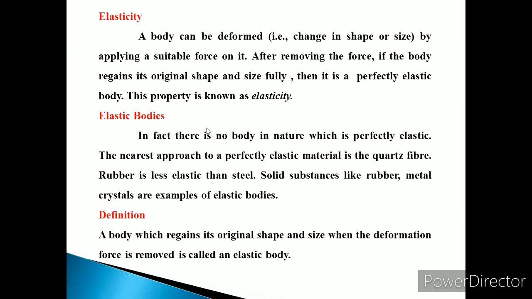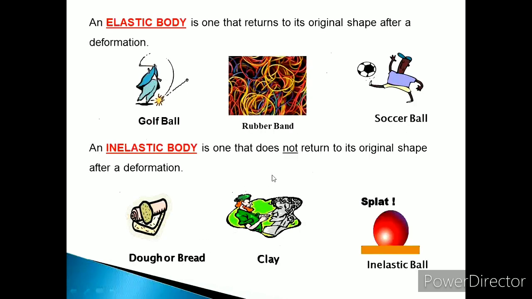Okay, so once again, the body which regains its original shape and size when the deforming force is removed is called an elastic body. These are some examples of elastic bodies: bone, and in day-to-day life, rubber band and rubber ball.